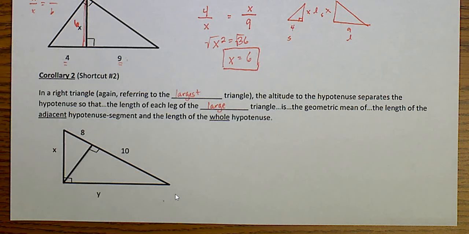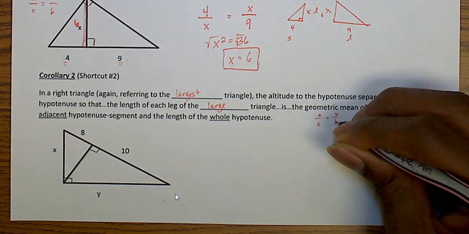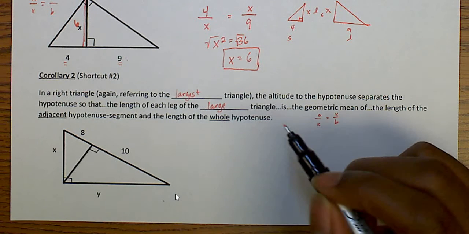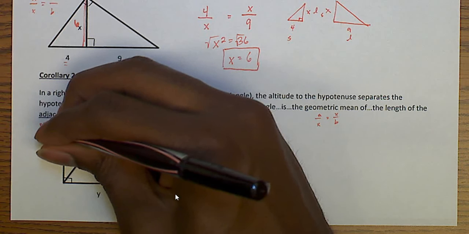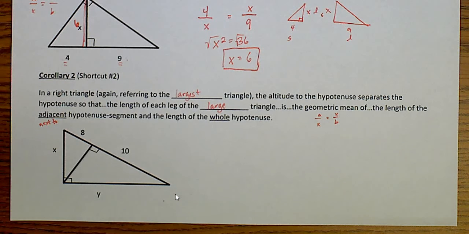Again, what this is saying, geometric mean, you guys should know it now: a over x equals x over b. It says the hypotenuse segment, the adjacent hypotenuse segment. Remember, adjacent means next to or touching, the part of the hypotenuse that the leg touches. And the whole hypotenuse. So this is how it works.